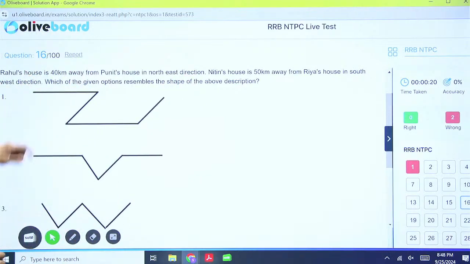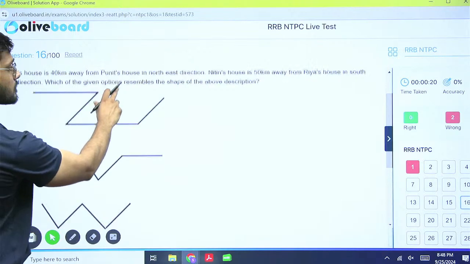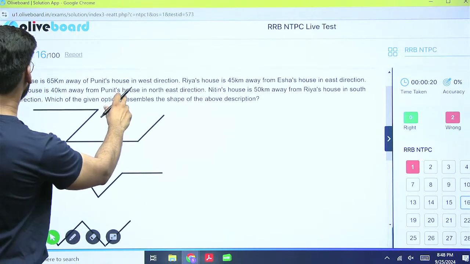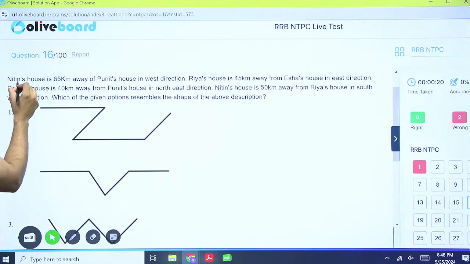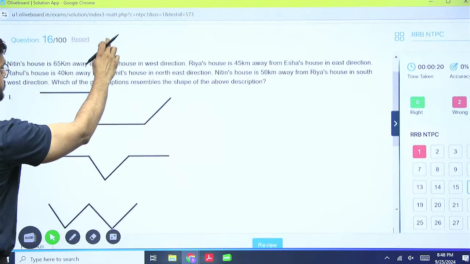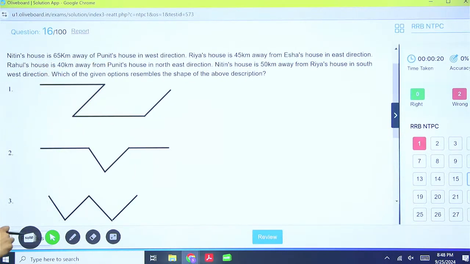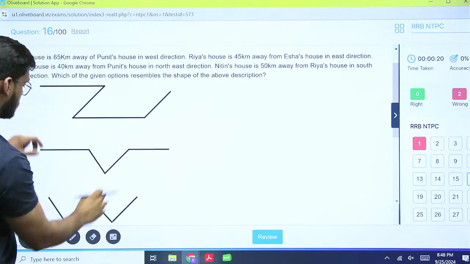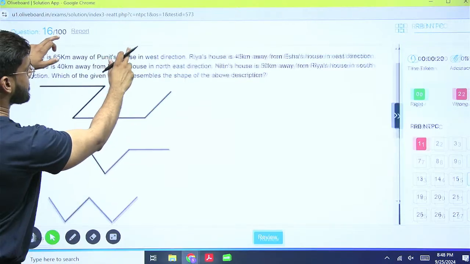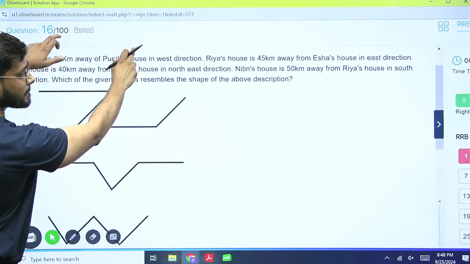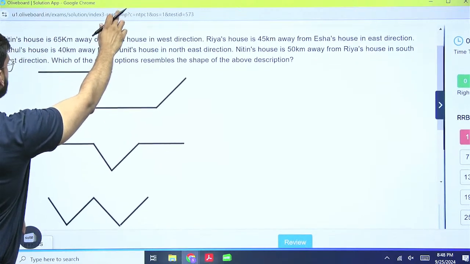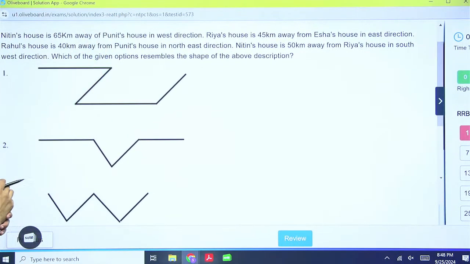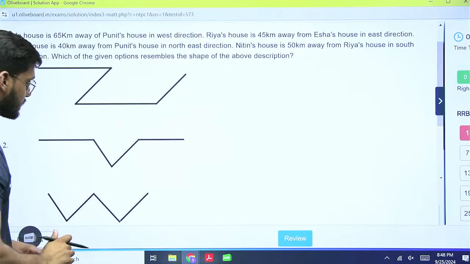It is saying Rahul's house is 40 kilometers away from... So here it is, Nitin's house. Yeah, now it is perfect. Let me zoom in. Now it is quite perfect, right? It can be properly visible to you all, the question, and we have some options as well.